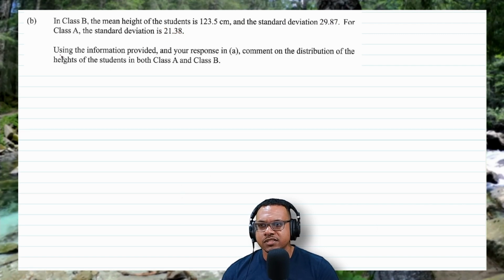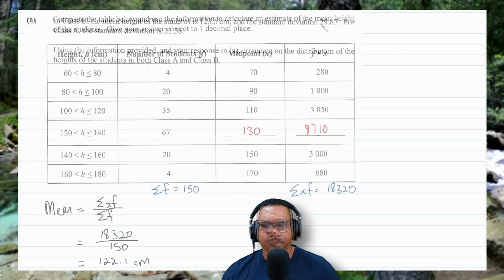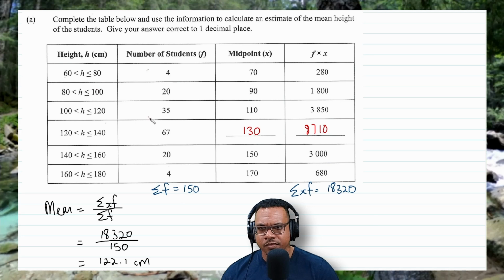Now, what they want us to do is, well, before I answer this part of the question, what do I mean by standard deviation? Well, this means how, if we go back to this table here, we see that we have heights ranging from 60 to 80.